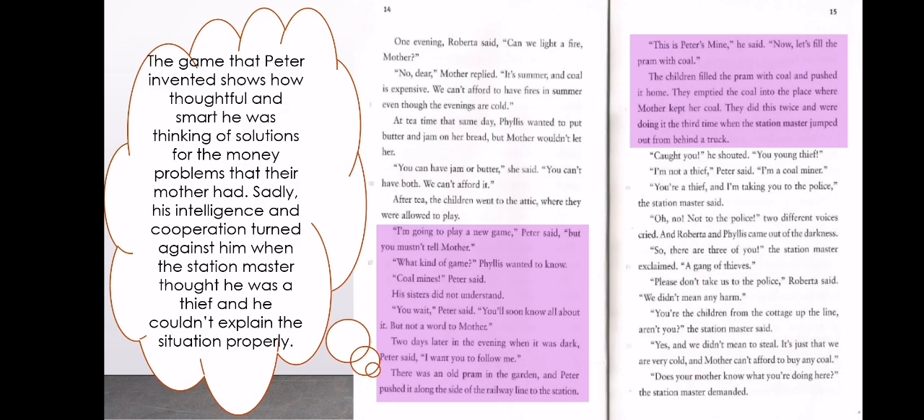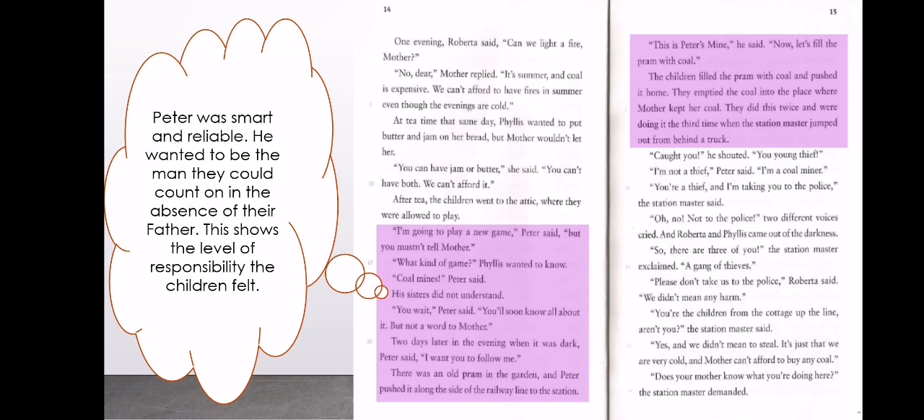In page 14 and page 15, starting from line number 13 till the end of the page, and in page 15, starting from line number 1 until you reach line number 7, the game that Peter invented shows how thoughtful and smart he was, thinking of solutions for the money problems that their mother had. Sadly, his intelligence and cooperation turned against him when the station master thought he was a thief, and he couldn't explain the situation properly.